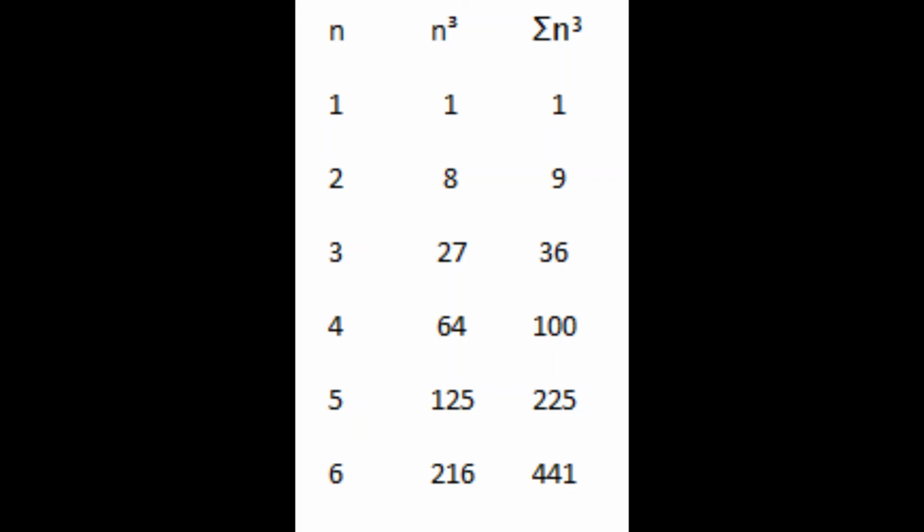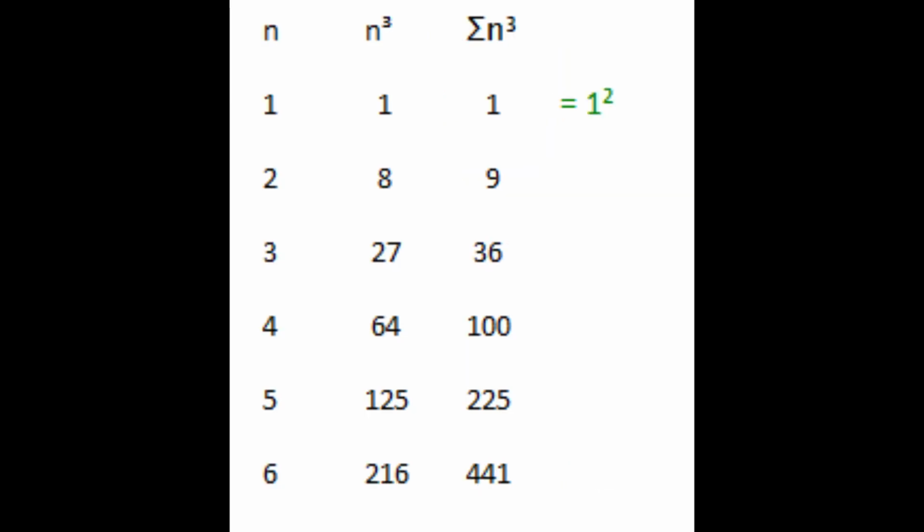Well, let's take a look. 1, and then the next one is 9. 9 is the square of 3. And then the next one is the square of 6. Okay, and the next one is the square of 10, and the square of 15. So what are these numbers?